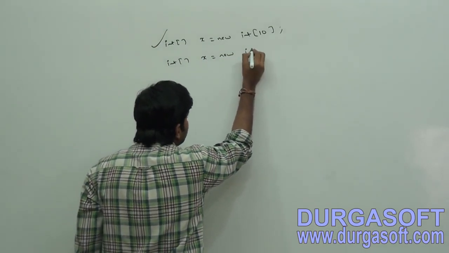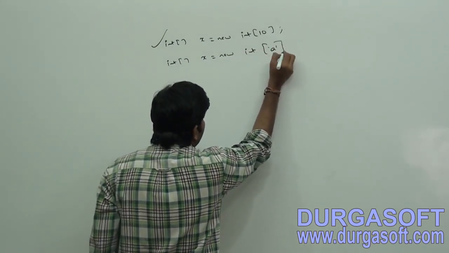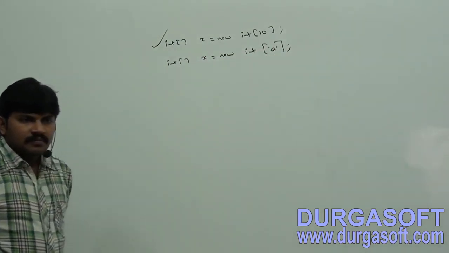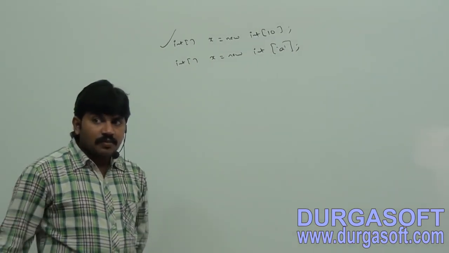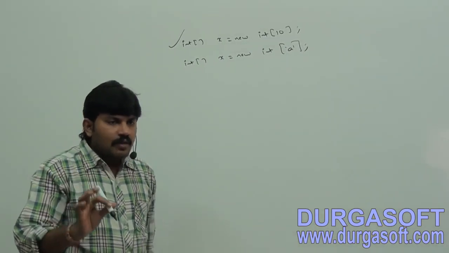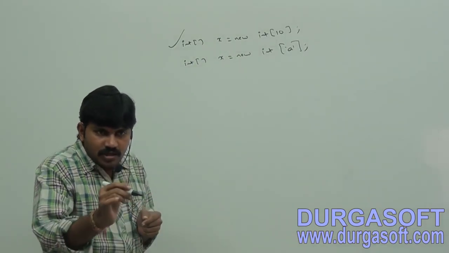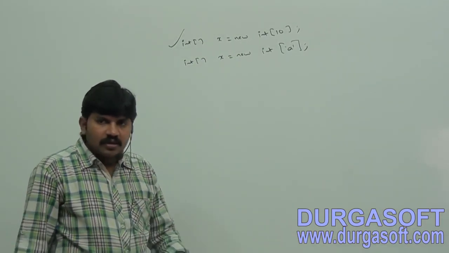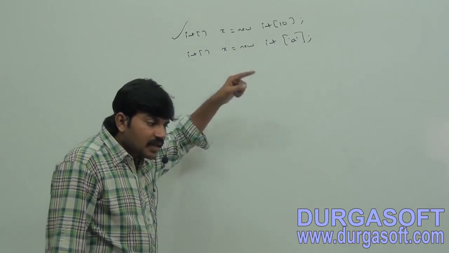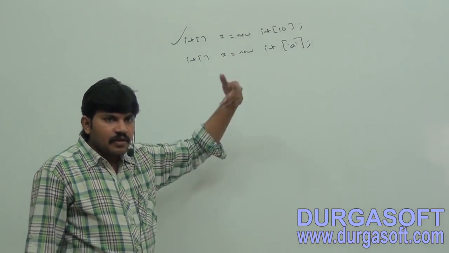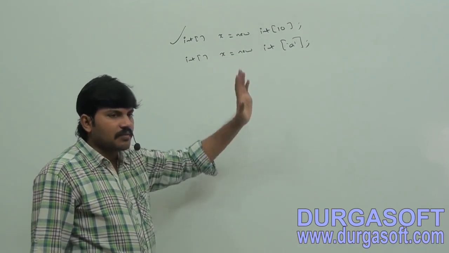int[] x = new int['a']. Valid or not? Because in the place of int, I am providing char. Valid or not? Char to int promotion is acceptable. Now what is the size of this array? 97, because the corresponding Unicode of 'a' is 97.